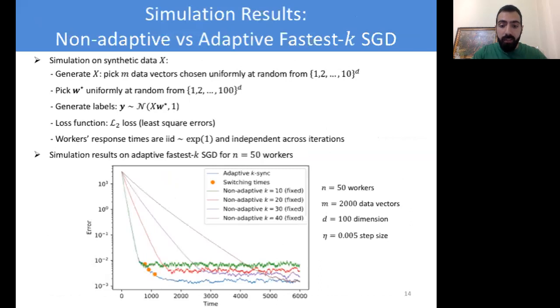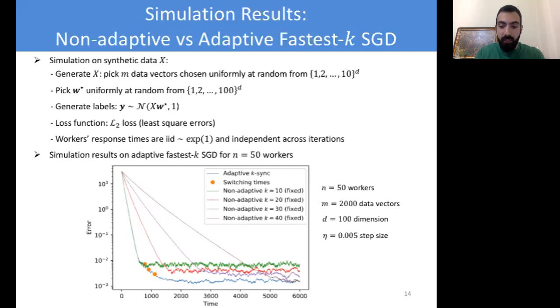The graph shows the error as a function of time for adaptive versus non-adaptive versions. It is clear that the adaptive version enables reaching lower error in less time. Namely, notice that the adaptive fastest k-SGD reaches its lowest error at approximately t equals 2000, whereas the non-adaptive version reaches the same error only for k equals 40 at approximately t equals 6000. These results confirm our intuition and previous theoretical results.